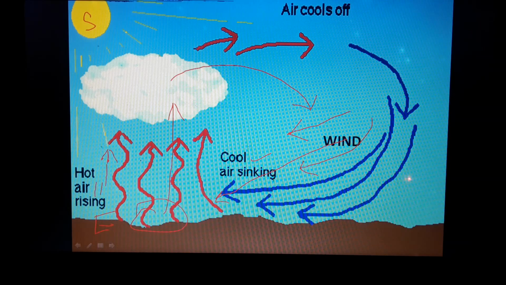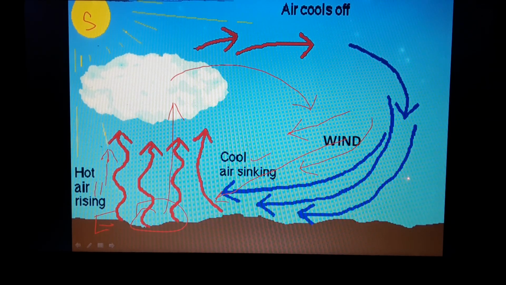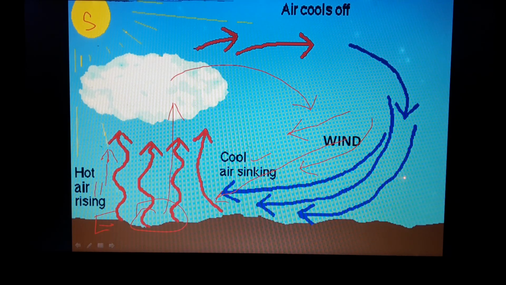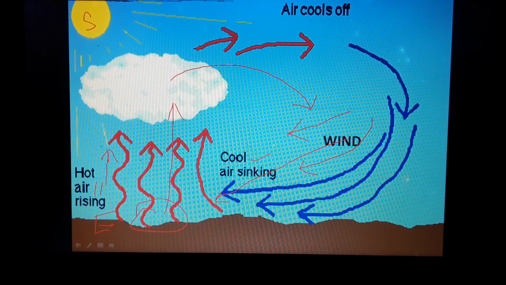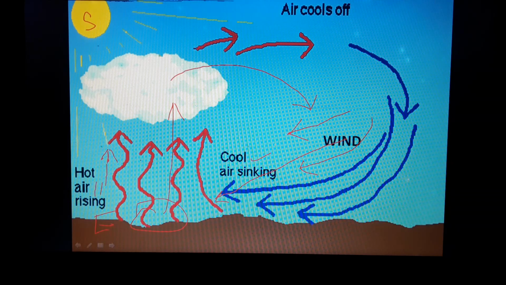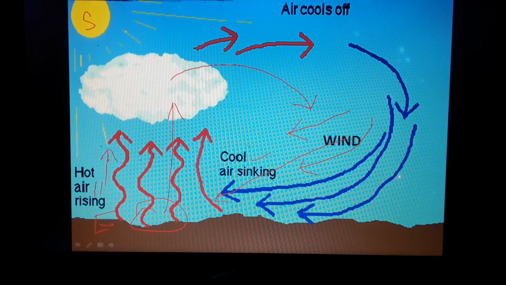So you see these blue arrows. These blue arrows indicate the movement of the cold air to fill in the hot air. This particular movement, when the cold air is rushing in to fill in the space emptied by the hot air, is known as wind. So let's see the part again where it has been described.